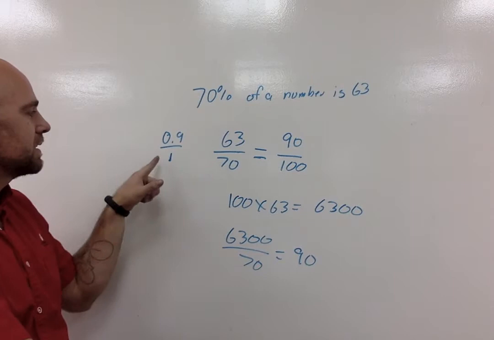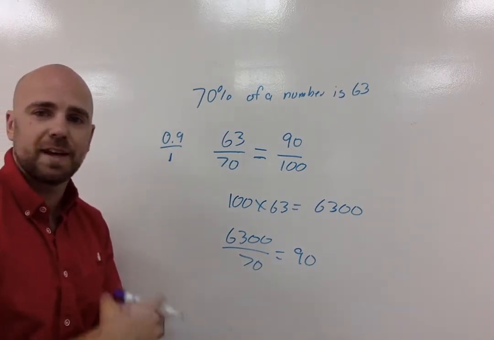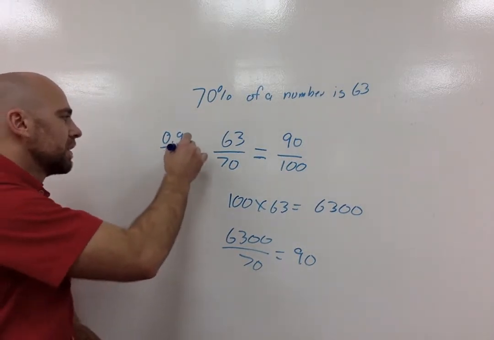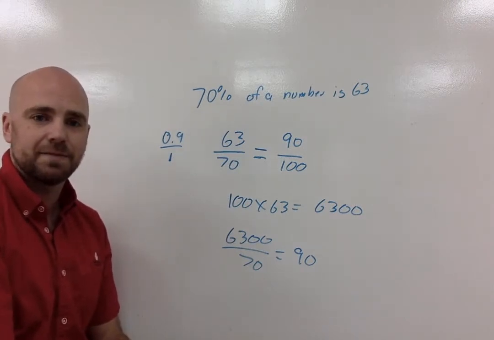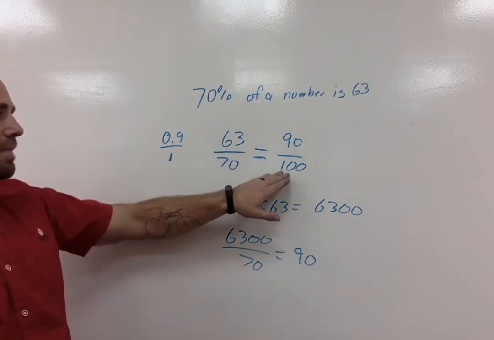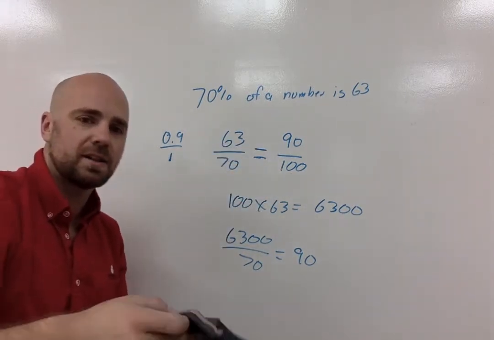If this is 70%, this is 1%. Then I need to find out what it is if I get to 100%, so I have to multiply it by 100. If I multiply it by 100, I end up getting my 90. So I'm doing the same thing, just in a different method. I can use this for things that are not necessarily 100.